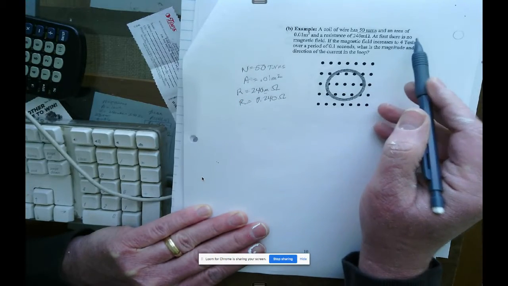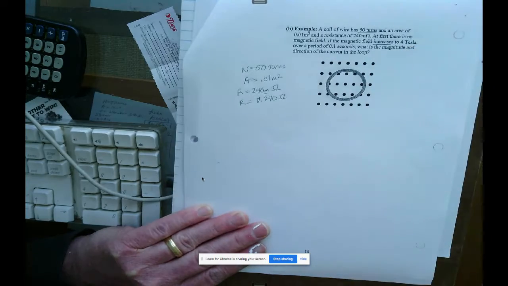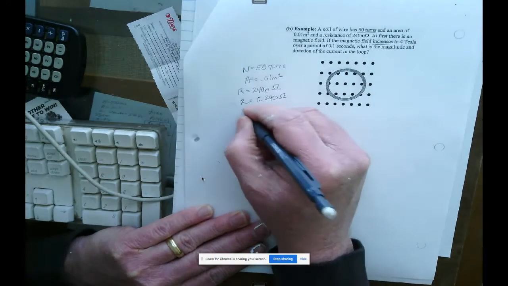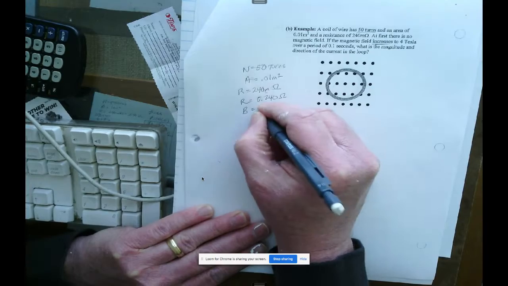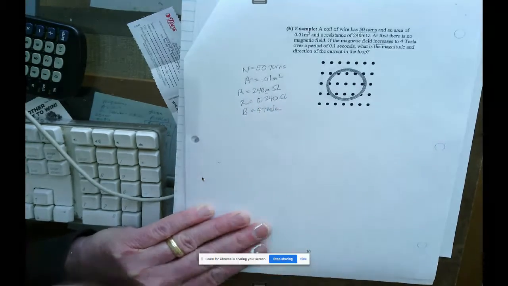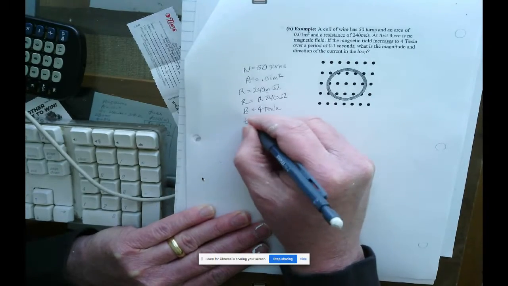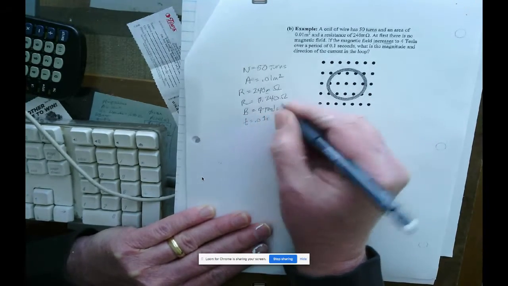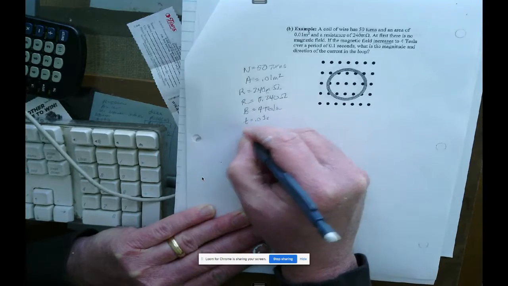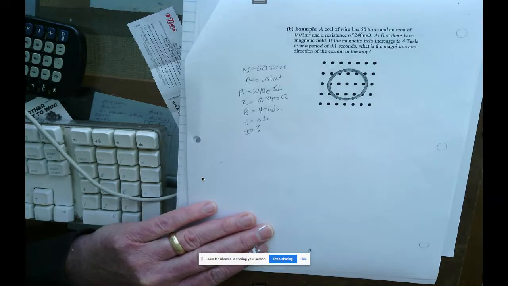And then at first there's no magnetic field and it increases. So we'll have to pay attention to that in a bit. And the magnetic field at the end is going to be 4 Tesla. And it's turned on in 0.01 seconds. And we want to know current. All right, so there's going to be several steps to this.